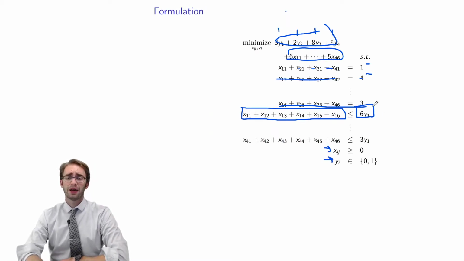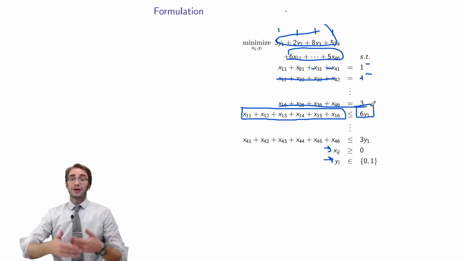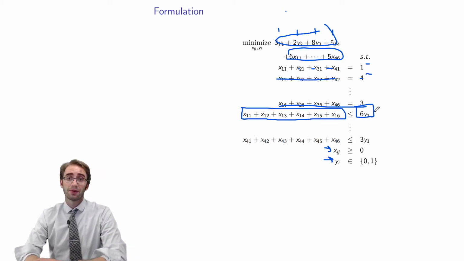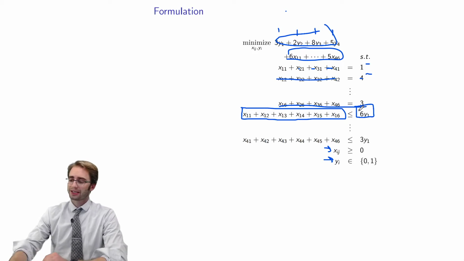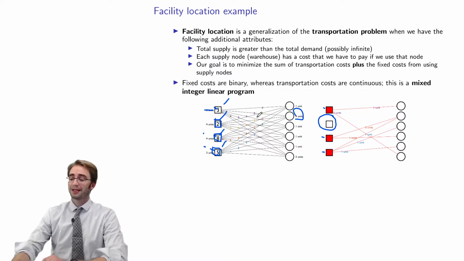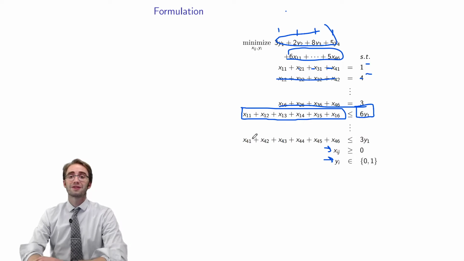So on the one hand, if y1 were equal to 0, you can't send anything because you're not using that place. However, if y1 is equal to 1, then this says that the sum of all that stuff leaving the first site has to be less than or equal to 6. And where does the number 6 come from? 6 was the number of units of supply that first warehouse had.